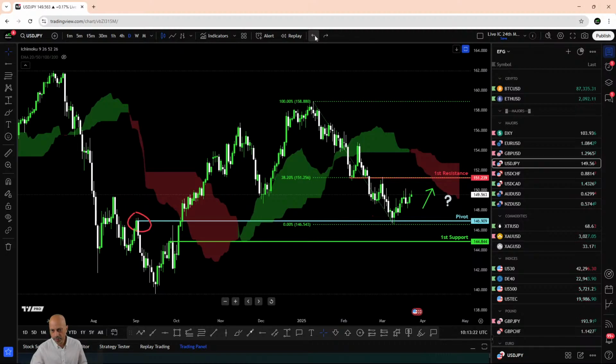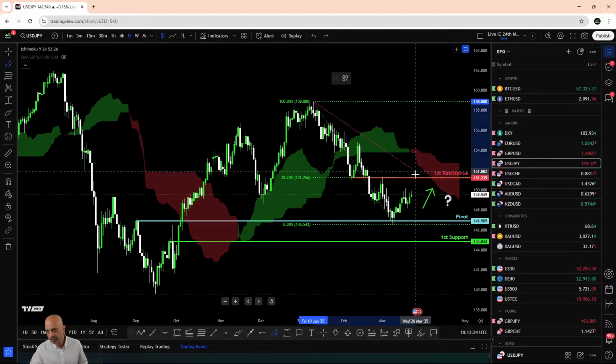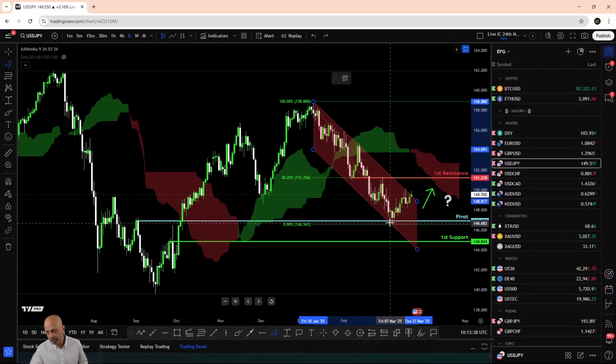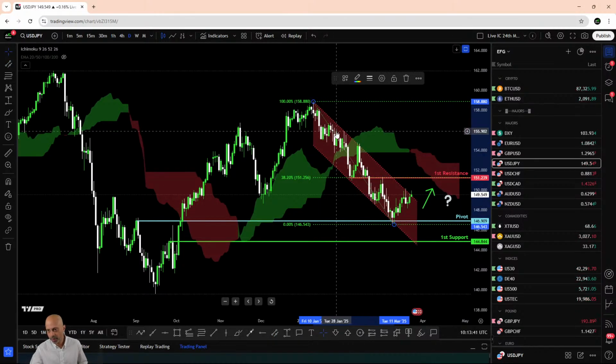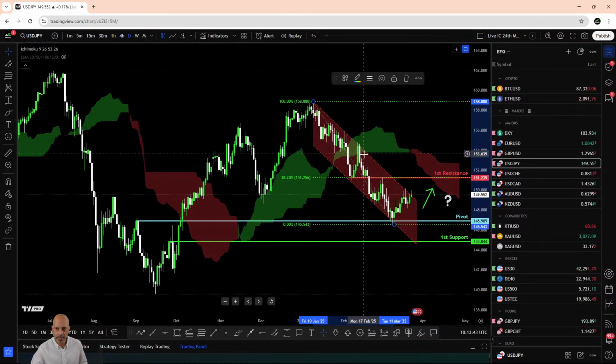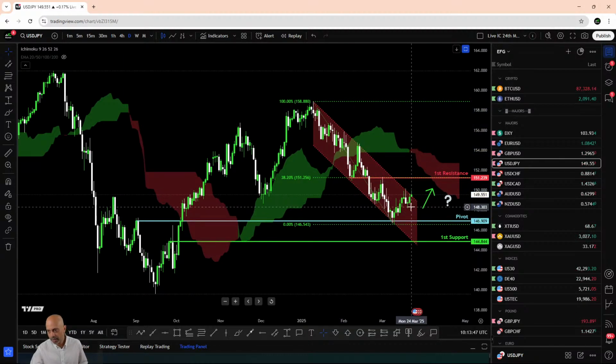Dollar yen has bounced off this level very nicely, and it has also broken out of a very significant downtrend. We can see here since the 10th of January, oh sorry, it's about to break out of a very significant downward channel. We can see a couple of touches to the upper trend line of the downward channel and a few bounces off the lower trend line as well. And it's looking to make another bullish breakout today.